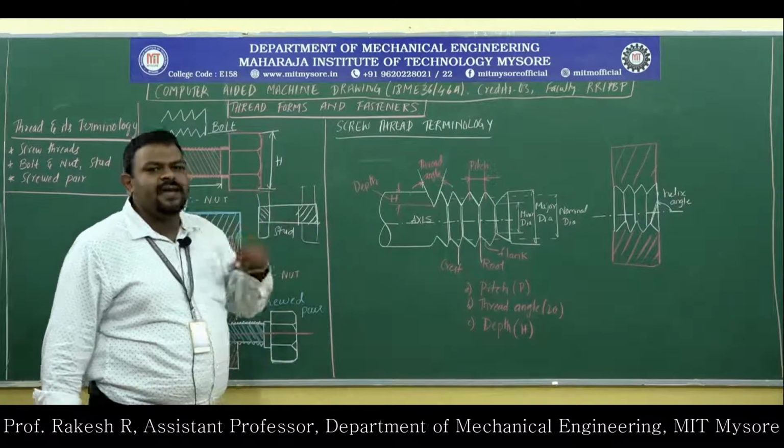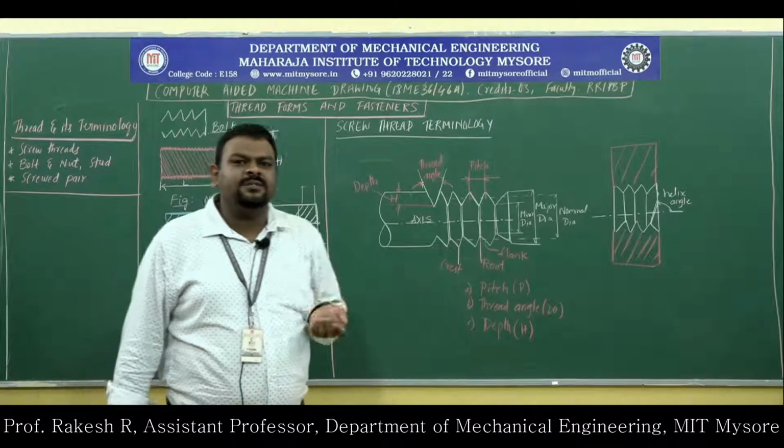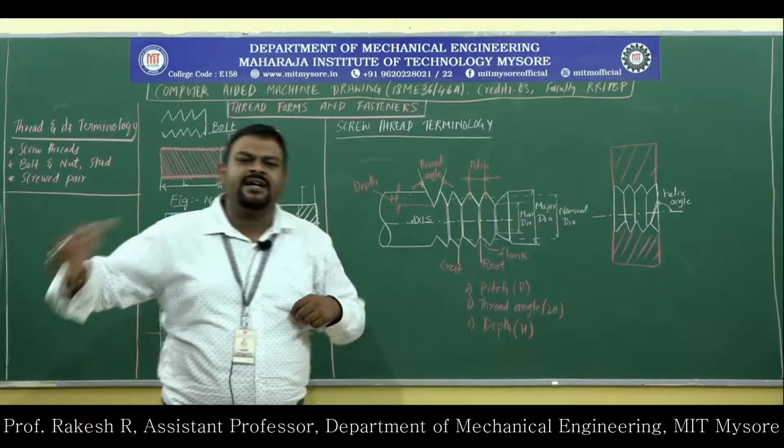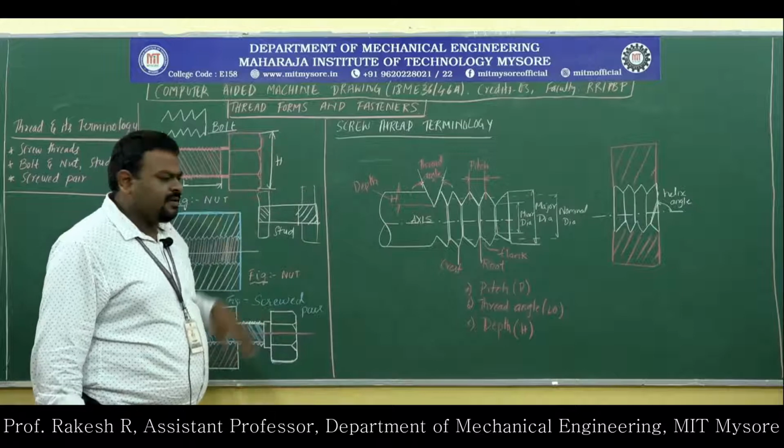This head can have a square or hexagonal shape. In other words, we can have a hexagonal head or a square head. That is the explanation for the bolt.